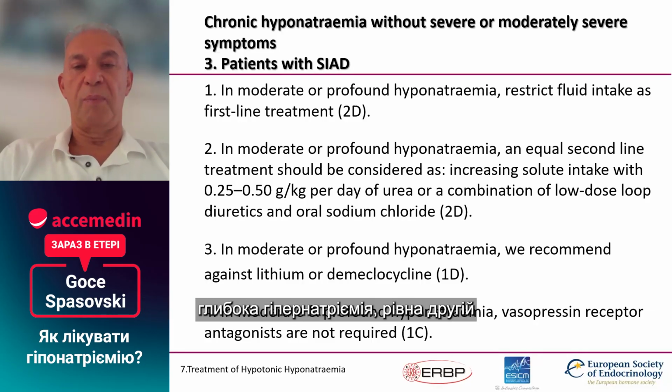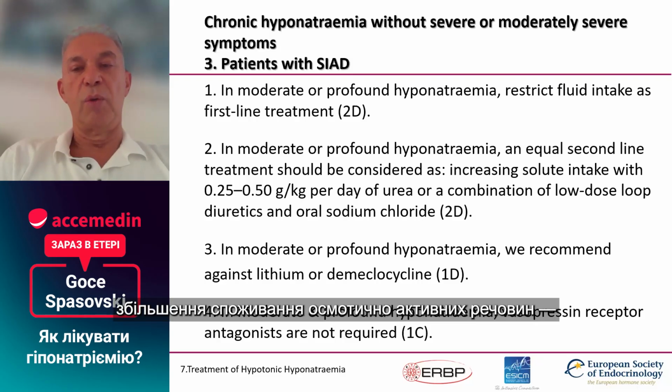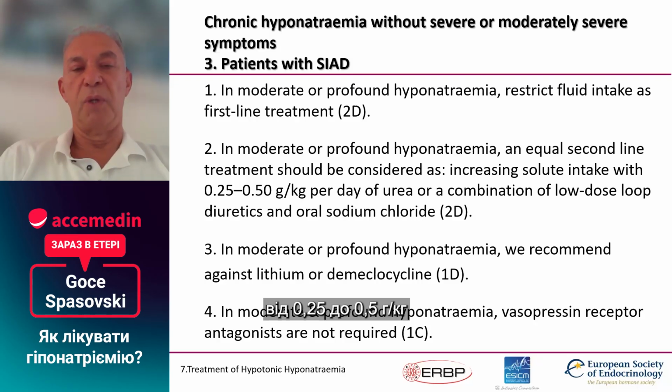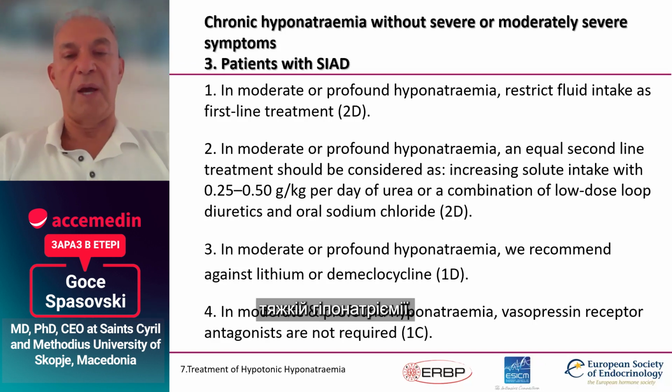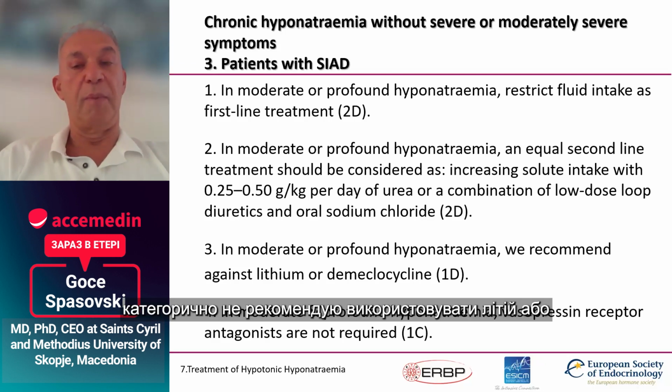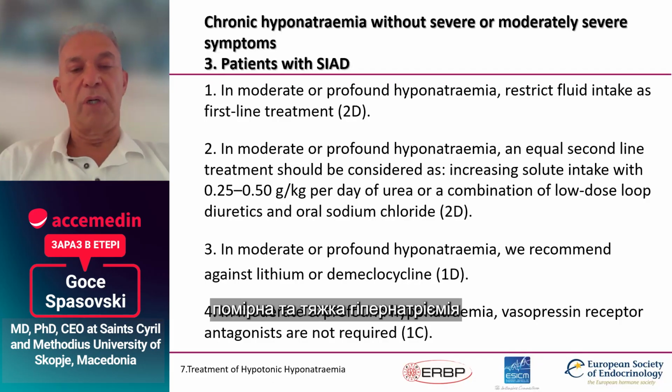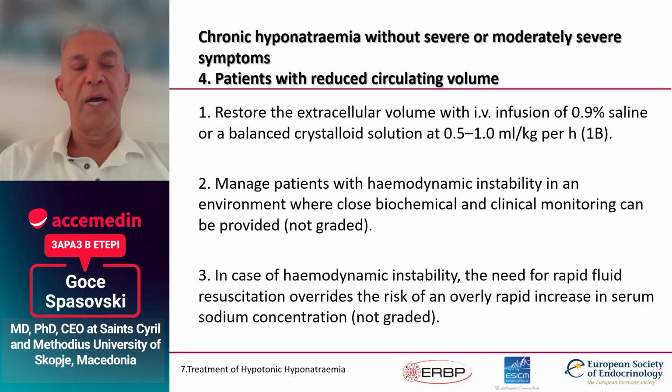In moderate or profound hyponatremia, an equal second-line treatment should be considered: increasing solute intake with 0.25 to 0.5 grams per kilogram per day of urea, or a combination of low-dose loop diuretics and oral sodium chloride should be administered. In moderate or profound hyponatremia, we recommend strictly against lithium or demeclocycline, and vasopressin receptor antagonists are not recommended.